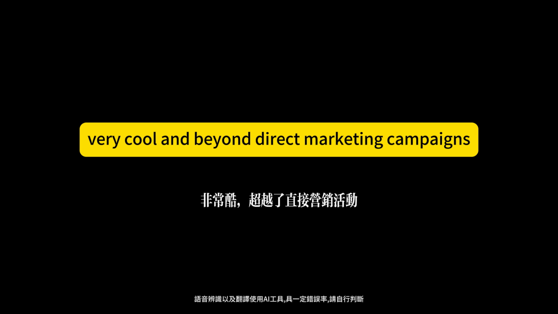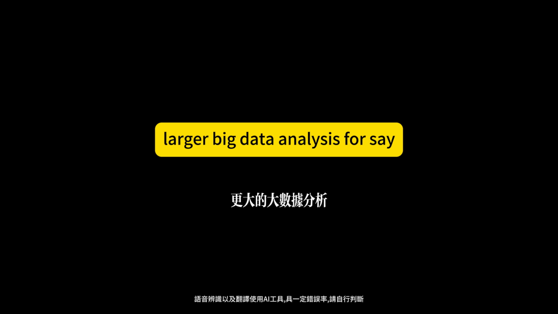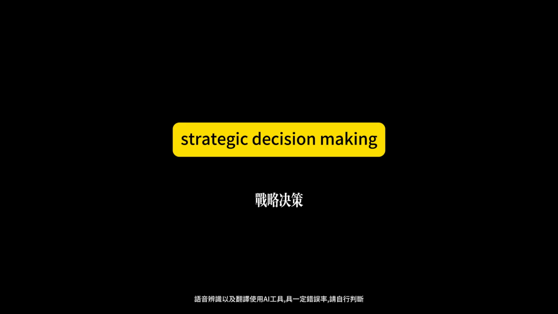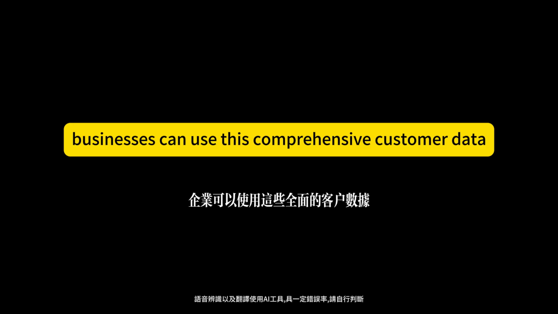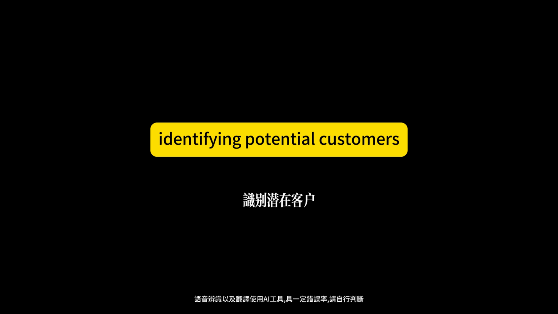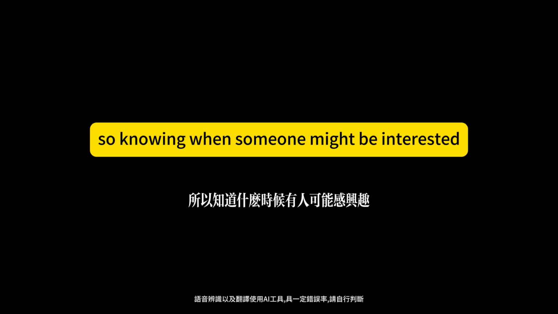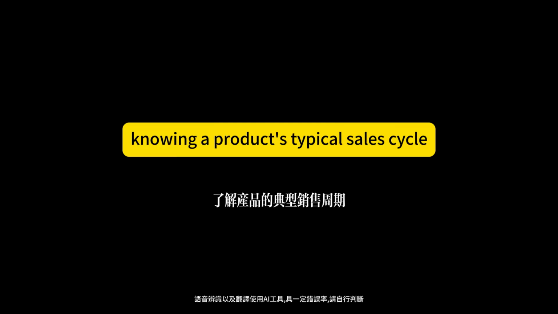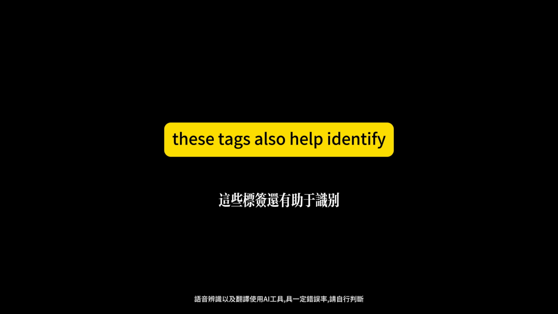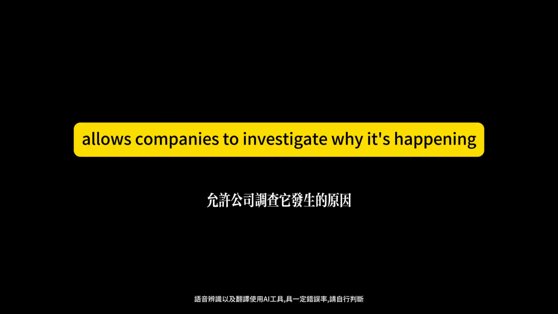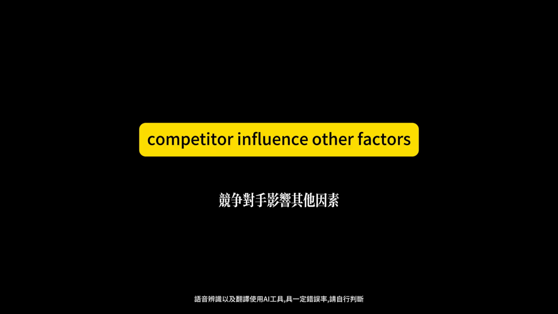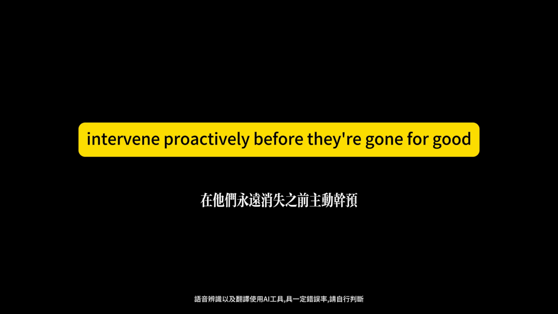Very cool. And beyond direct marketing campaigns, how do these tags play into larger big data analysis for, say, strategic decision making? Well, they enable two really crucial things: precise recommendations and, importantly, churn prevention. Churn prevention, stopping customers from leaving. Exactly. Businesses can use this comprehensive customer data to build product prediction models, identifying potential customers at various stages of a product's life cycle. So knowing when someone might be interested. Right. For instance, knowing a product's typical sales cycle can inform exactly when to ramp up or scale back marketing budgets for it. Smart. And crucially, these tags also help identify when customers are starting to churn, that slow decline in engagement or purchasing. The early warning signs. You got it. It allows companies to investigate why it's happening. Is it pricing, competitor influence, other factors, and then intervene proactively before they're gone for good.